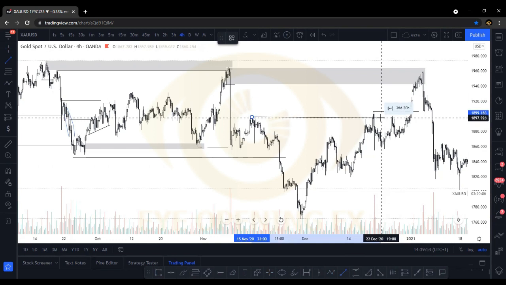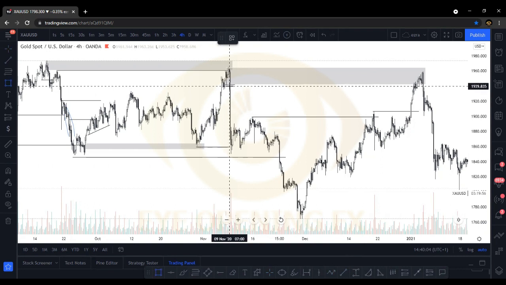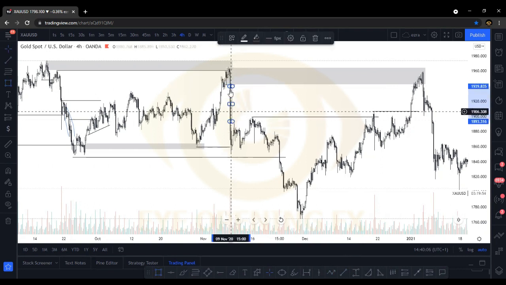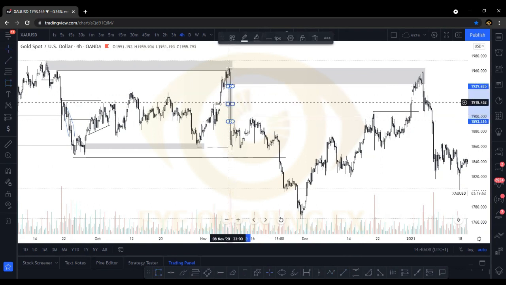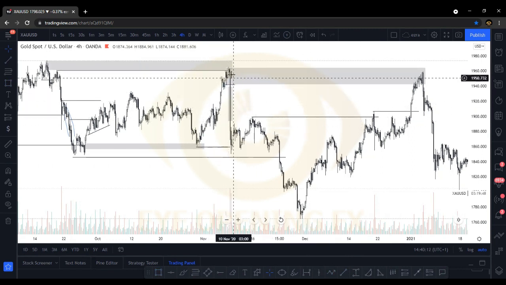That means this is the inducement. Market needs to take first inducement. But here you have enough liquidity void. Because you have this liquidity void, that means the primary market will fill this imbalance completely.